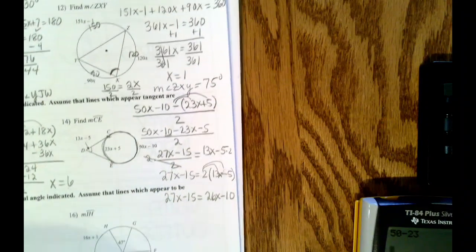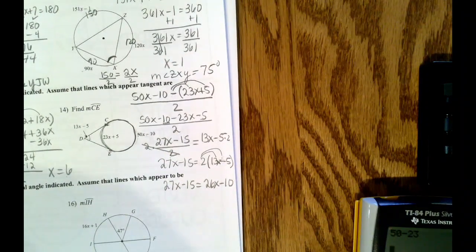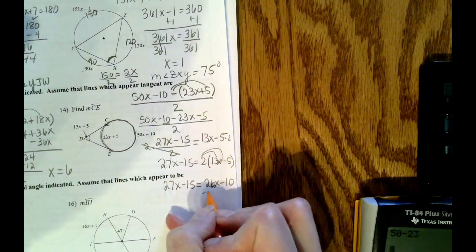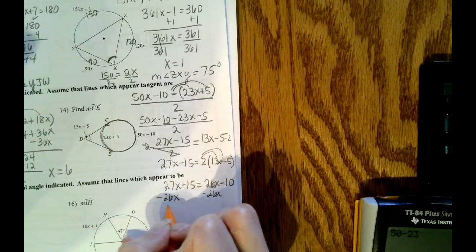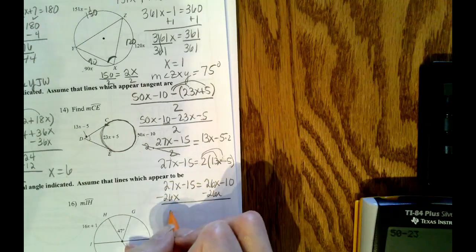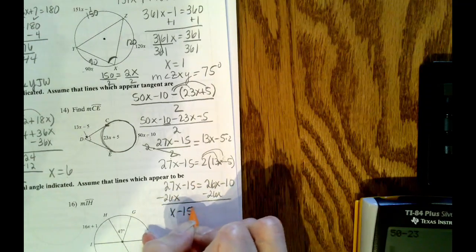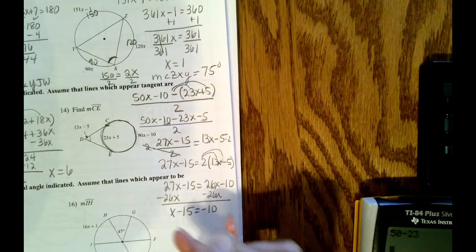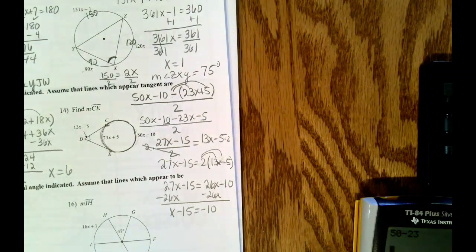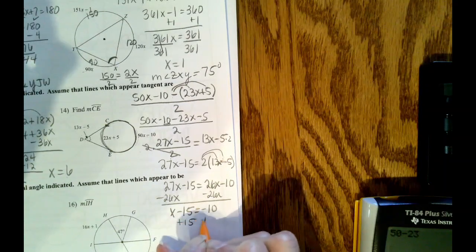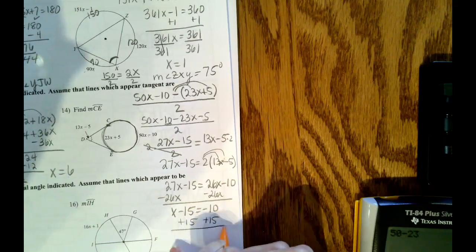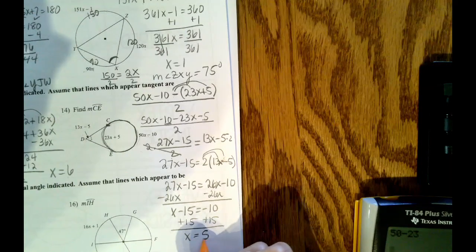And now we're getting closer to being able to solve. Solve it the way your Algebra 1 teacher taught you. I'm going to move my letter to the left. So we're going to subtract 26x from both sides. And we get x minus 15 equals negative 10. And then we're going to add 15 to both sides. And we get x equals 5.